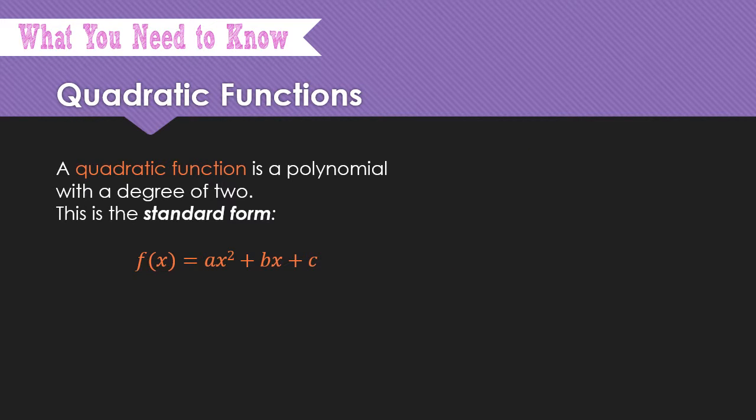A quadratic function is a polynomial with a degree of 2, and this is the standard form: f of x equals ax squared plus bx plus c. That's our standard form of a quadratic function.